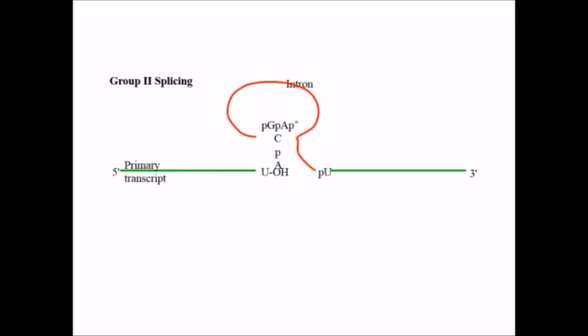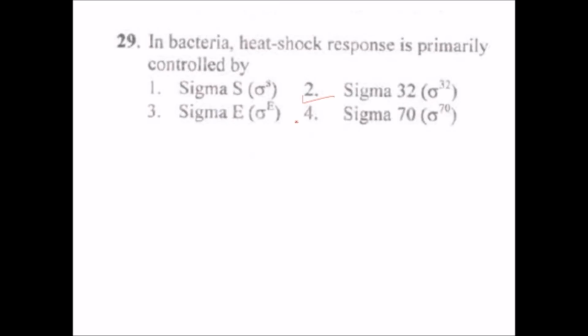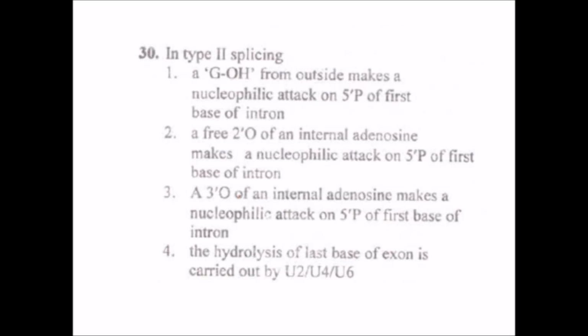So if you move back, yes, it will be 2 prime. A free 2 prime hydroxyl of the internal adenosine makes a nucleophilic attack on the 5 prime phosphate of the first base of the intron, as you have seen. So the answer will be 2 without any doubt.